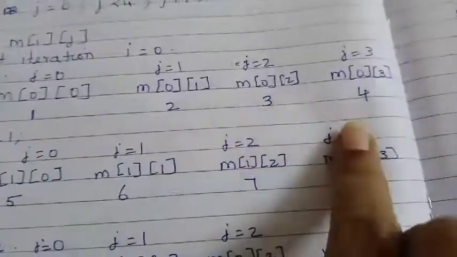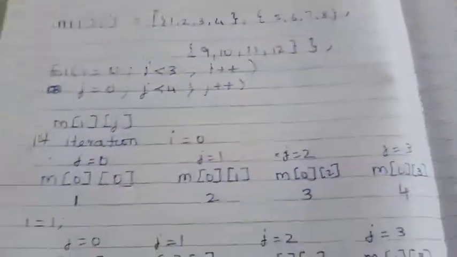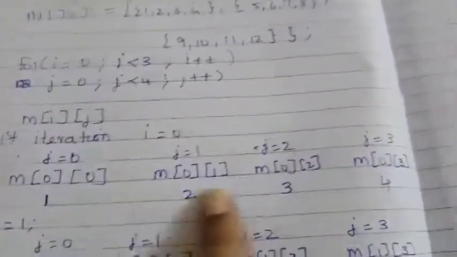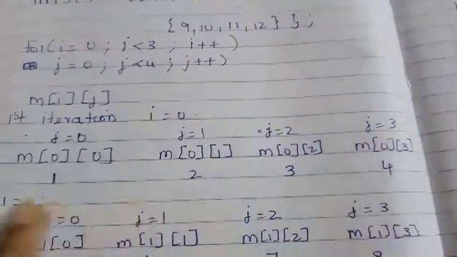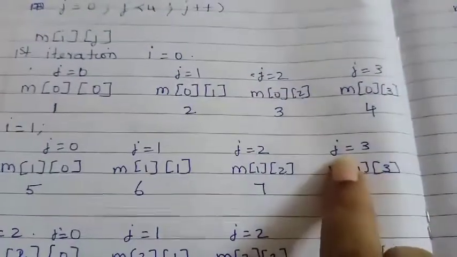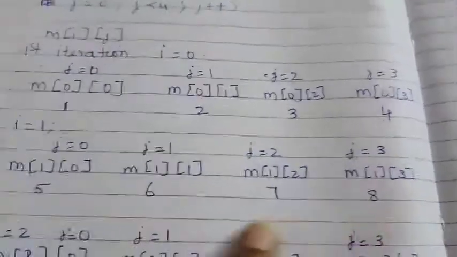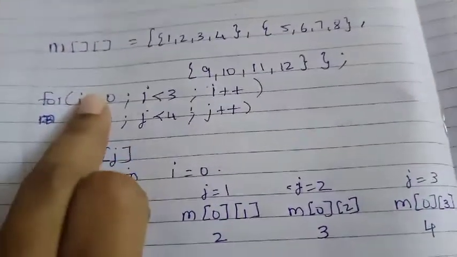As the iteration goes on for the second loop, you will be taking the elements inside your row, for each row. Okay, so once the inner loop ends, your first row will have ended. See here, for less than 4, till j is equal to 3, your first row is ended, and the second row, see here, 5, 6, 7, 8.